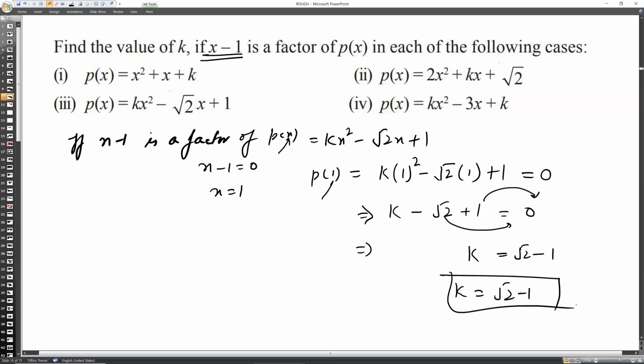Got it? Yes, sir. Next is, similarly in this question, you have to put that. I'm just going to write it with a different color.